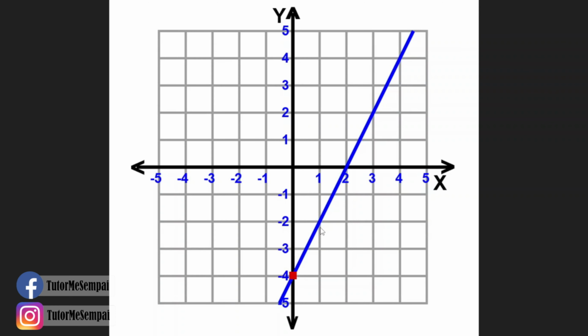Now that we have 2 points, we can use our rise over run to figure out what our slope is. Remember, rise is going to be how you're traveling on the y-axis. So we said our next point is going to be this (1, -2). We started off at (0, -4). So we traveled from -4 up to -2 on the y-axis. How far is that? Let's see. 1, 2. So our rise is going to be 2. How about our run? Our run is going to be how we're traveling along the x-axis. So we started at 0 and we went over to 1. So we traveled 1 distance.